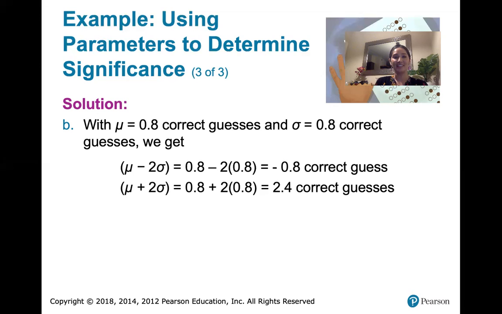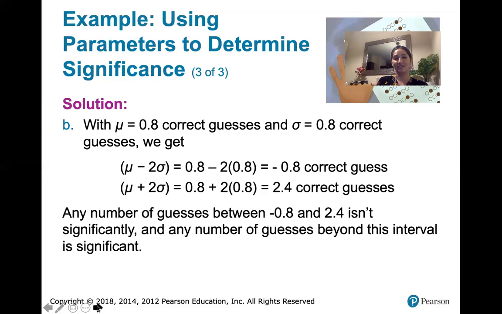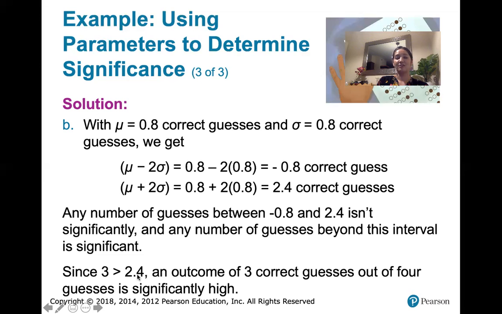Now on the high end, if we take that mean and we add 2 times the standard deviation, we get 2.4 correct guesses. So any more correct guesses than 2.4 is significant. Now we were asked to determine if 3 correct guesses out of 4 was significantly high. Since 3 is not in this range between negative 0.8 and 2.4, it's not typical. Any number of guesses beyond that interval is significant. Since 3 is greater than 2.4, that's the upper limit. An outcome of 3 correct guesses out of 4 guesses is a significantly high outcome.